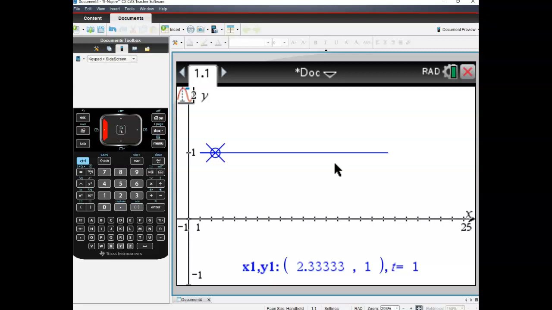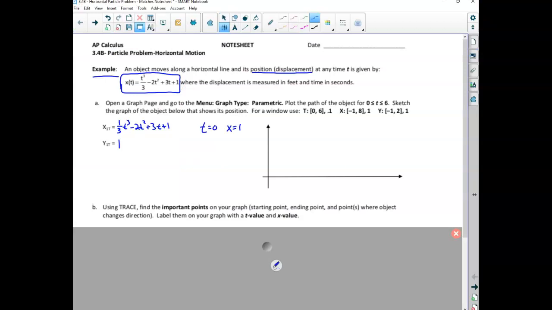Okay, so we're going to come back here. This is where it started. T equals 1, x equals 2 1/3. Where did it change direction again?